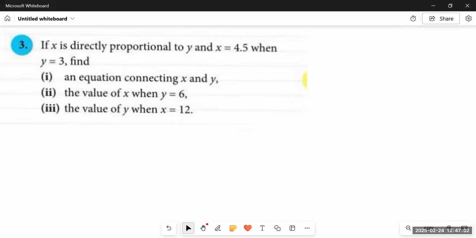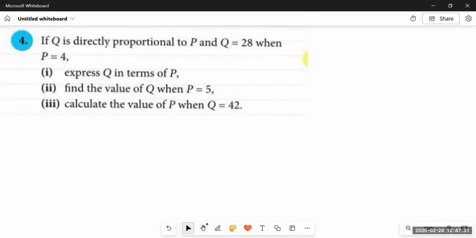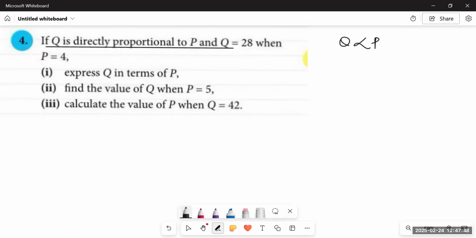Let's do one more question. So what are we going to do here? If Q is directly proportional to P and Q is equal to 28 when P is equal to 4. First, using this statement, we have to generate the equation. Q directly proportional to P means Q is equal to KP, where K is the constant. Now using this equation, express Q in terms of P. We have done this one. Now using the equation, we have to find the value of Q when P is equal to 5.